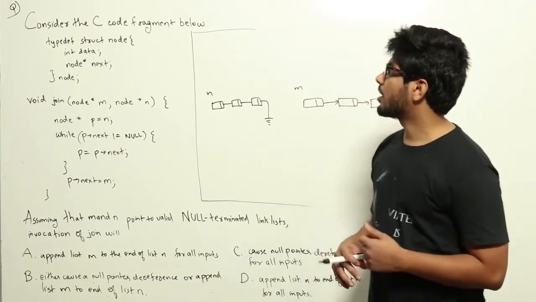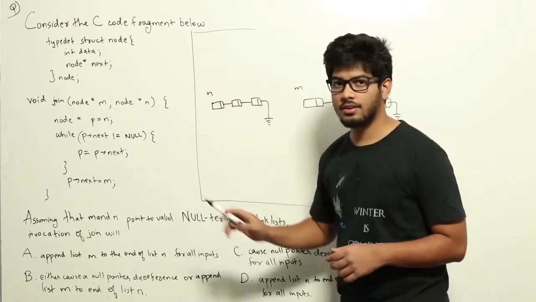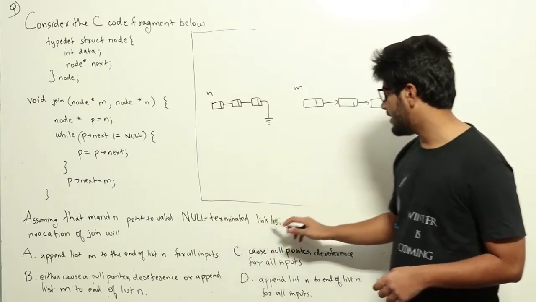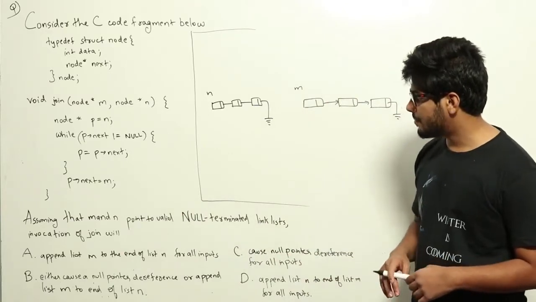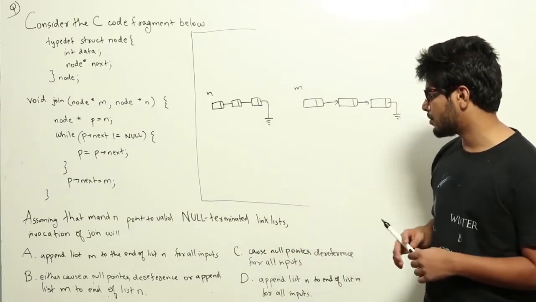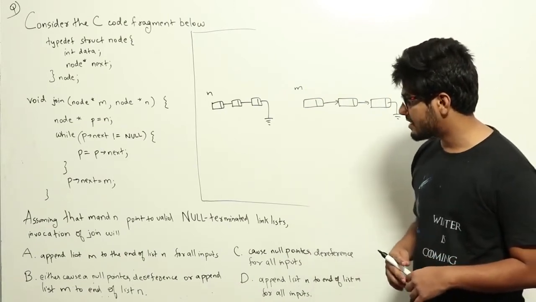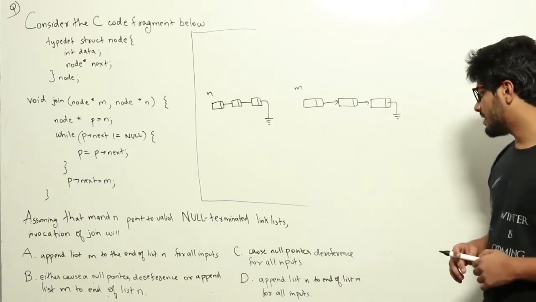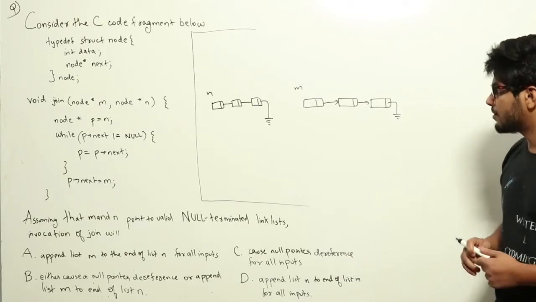This is a question from C programming. Consider the C code fragment below. They have given us this code. Assuming that M and N point to valid null terminated linked lists, invocation of join will: A. Append list M to the end of list N for all inputs. B. Either cause a null pointer dereference or append list M to the end of list N. C. Cause null pointer dereference for all inputs. D. Append list N to the end of list M for all inputs.